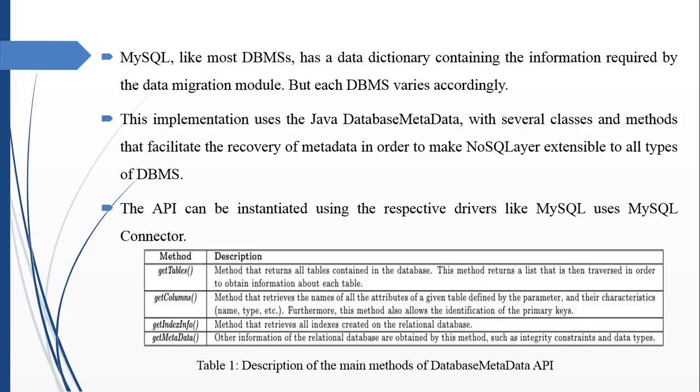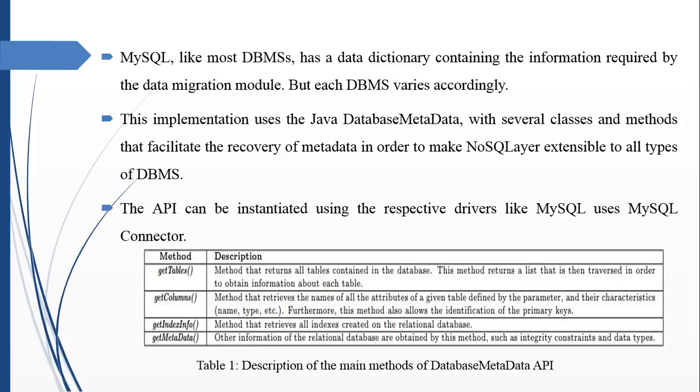Given is a description of the main methods of the database metadata API, in which the method and the description are as follows. The method is getTables. The description of the method: it will return all tables contained in the database. The getColumns method retrieves the names of the attributes of the given table defined by the parameter and their characteristics, and furthermore, this method also allows the identification of the primary keys.